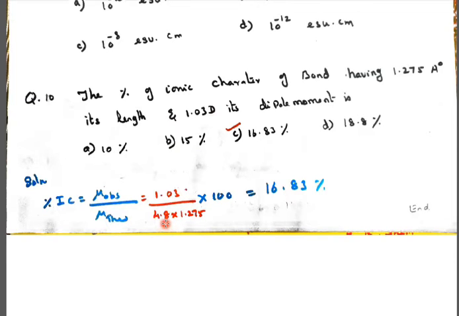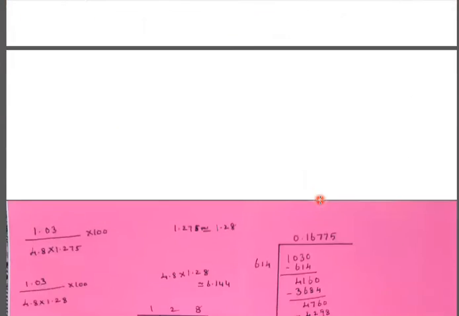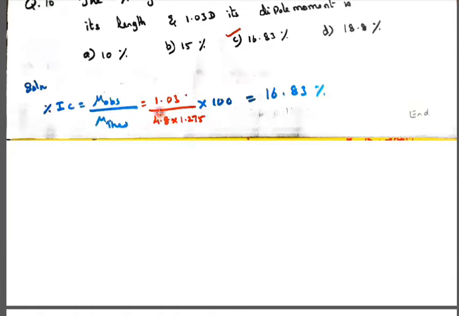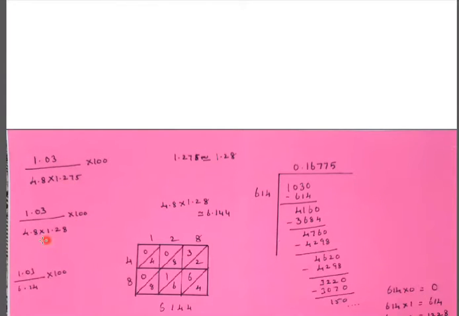The theoretical value is calculated by the multiplication of Q into d. That is 4.8, and the d value that is given, 1.275, into 100 percent, gives 16.83%. Let us see this calculation in a simple manner. First, 1.03 divided by 4.8 into 1.275. So you multiply 4.8 into 1.28. This is the shortcut method of multiplication. Just write 128 this side and 48 this side, no problem. You put a box like this and multiply.